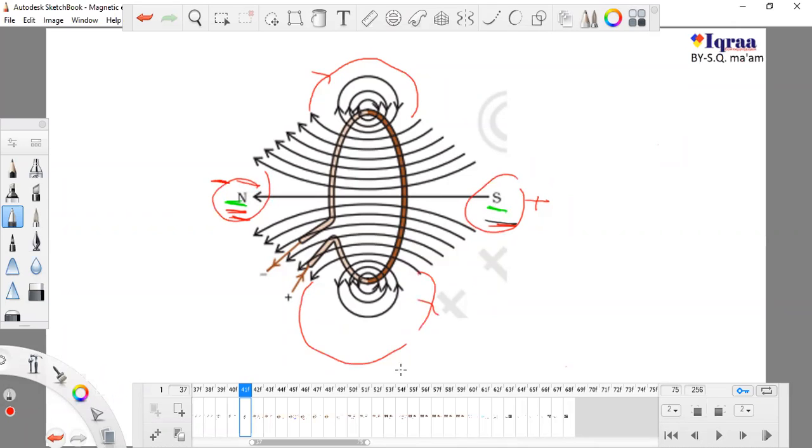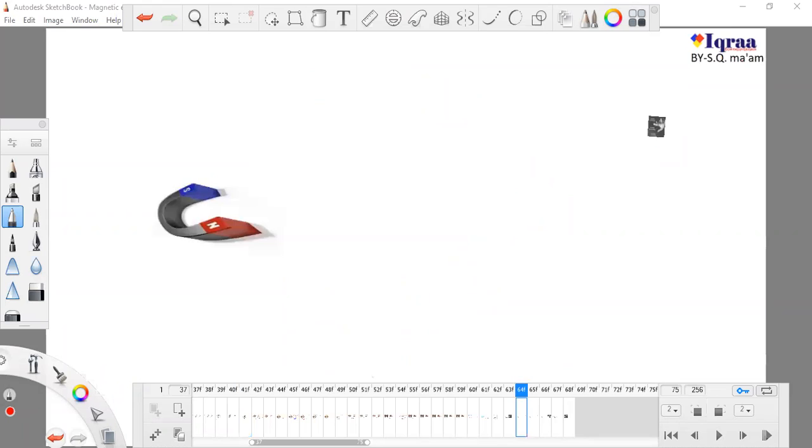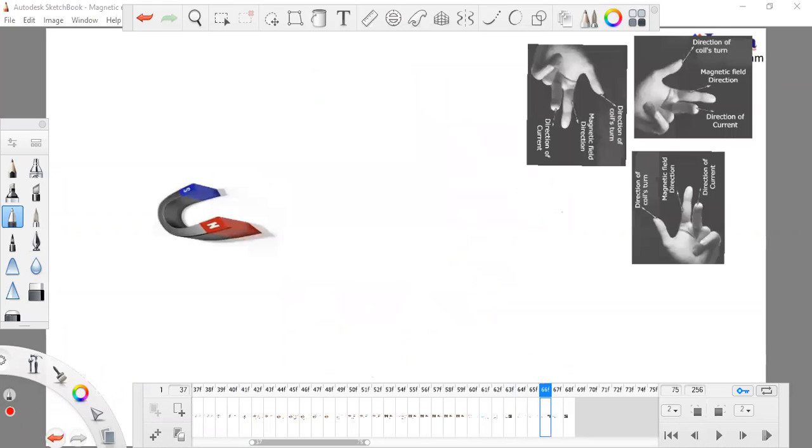So today I'm finishing my class, and in the next class we will study these rules, the thumb rule and the left hand rule. So I'm finishing my class.